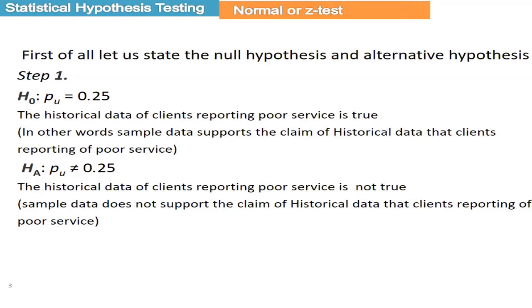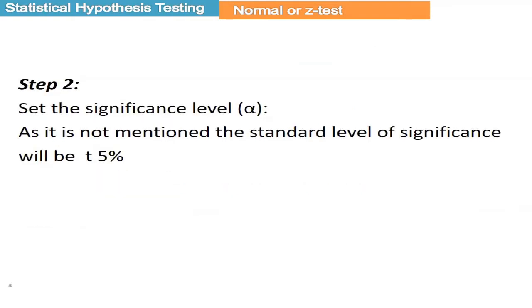Okay, in step 2, we have to indicate the level of significance. As the level of significance is not given in the question, we have to take the standard level of significance, which is 5%. That is alpha. Okay, that is step 2.